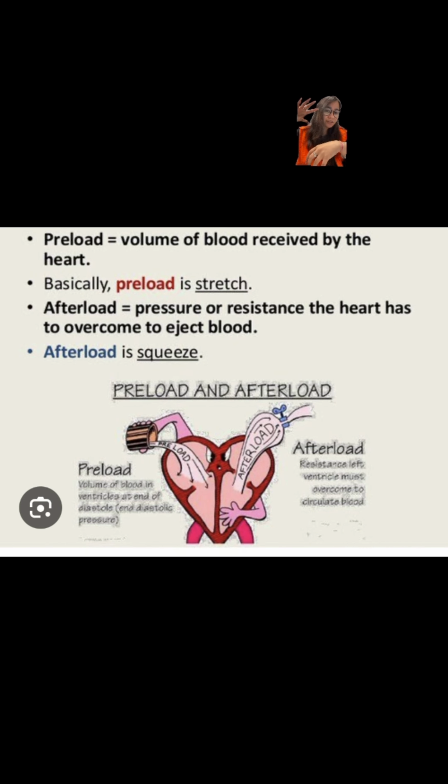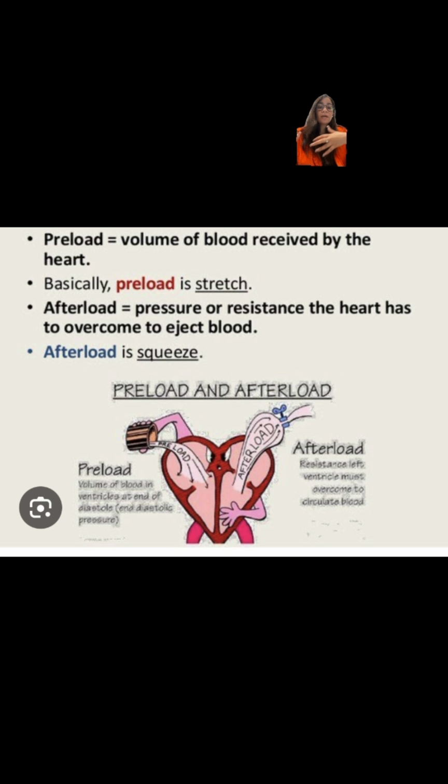The amount of blood the heart is receiving is basically known as preload, and depending upon that volume of blood, the heart stretches. So preload is just a stretch, how the heart stretches. Basically, that's your preload.